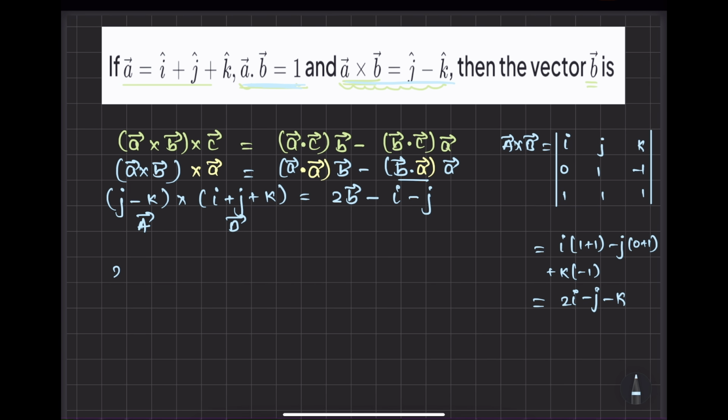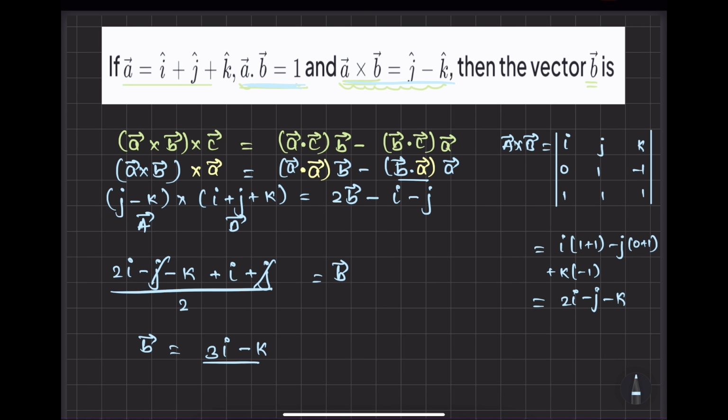Now can I write 2i minus j minus k? Now I will send this i this side. So plus i plus j by 2 equals vector B. Now simplify things. So vector B will become 3i minus k by 2. Okay. So the required vector B is this.